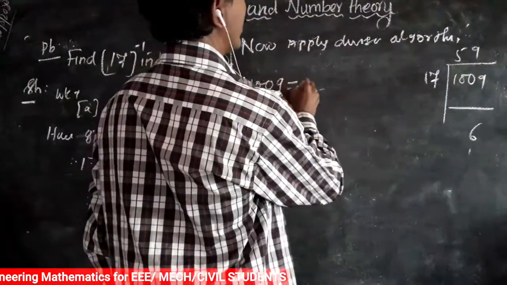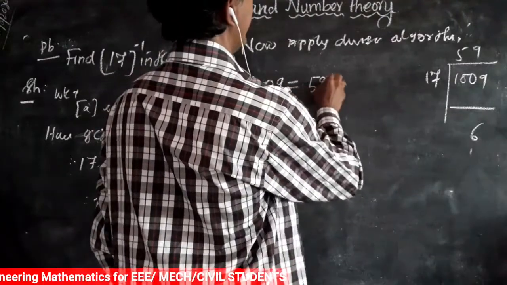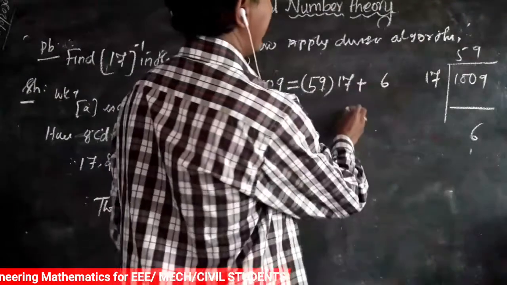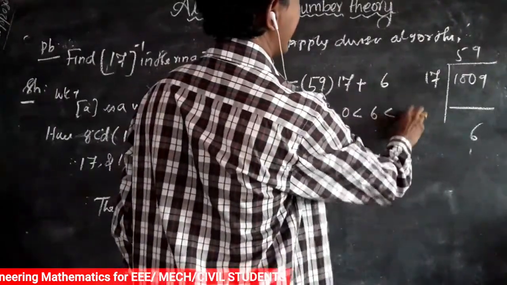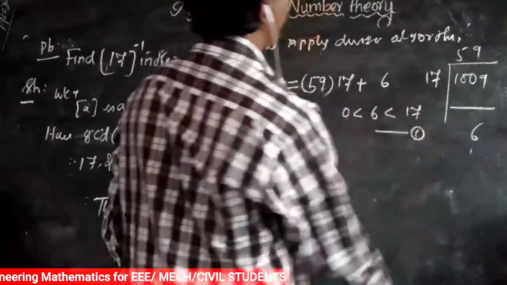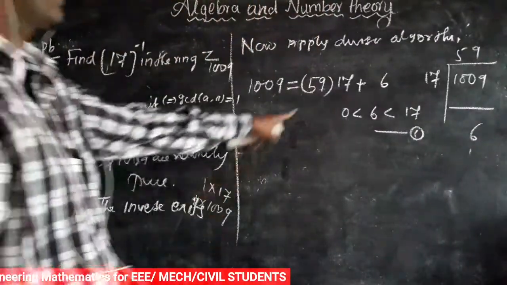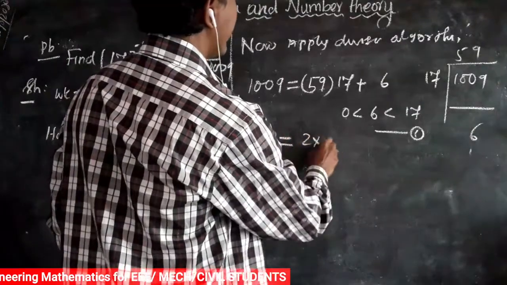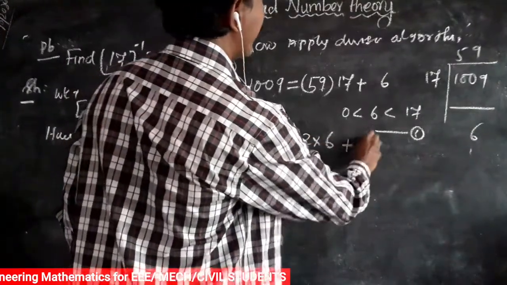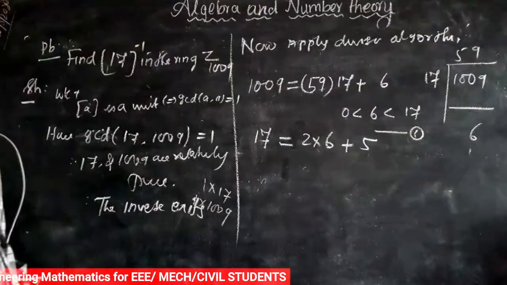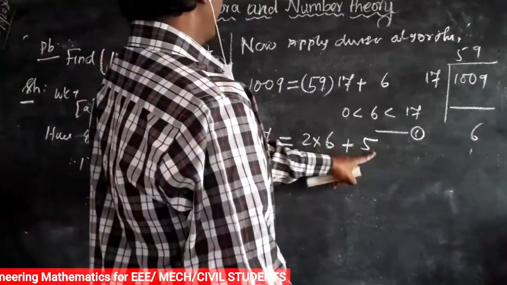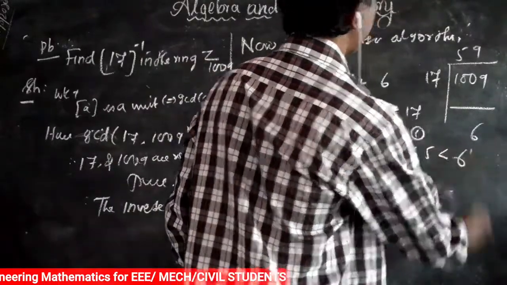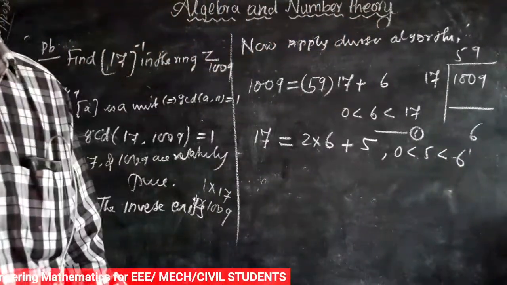So 1009 is equal to 59 into 17 plus 6. That is 0 less than 6 less than 17. Call this 1. Then we take the multiple. Then 17 is equal to 2 into 6 plus 5. 2 sixes are 12, 12 plus 5 is 17. So that is 0 less than 5 less than 6.